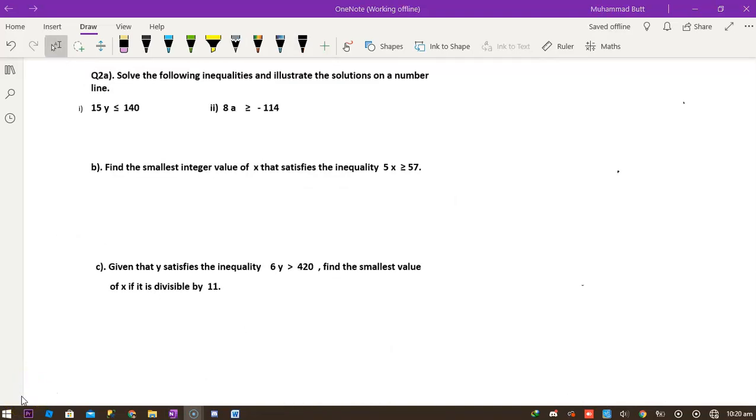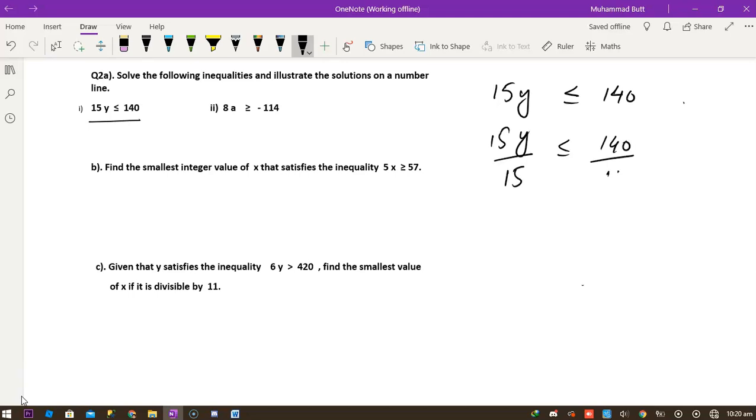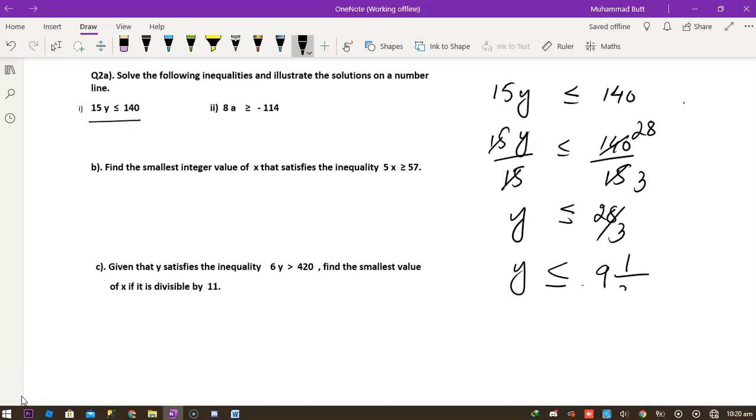Now we'll solve question number 2, part A of task 1. It is 15y less than or equals to 140. It means that 15 is going to be divided on both sides. So y is less than or equals to 28 by 3, as both are divisible by 5. And the value of y is less than or equals to 9 whole 1 by 3.